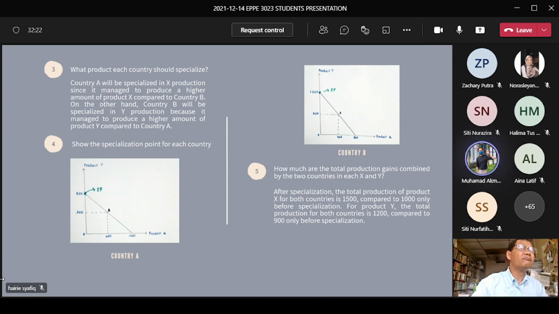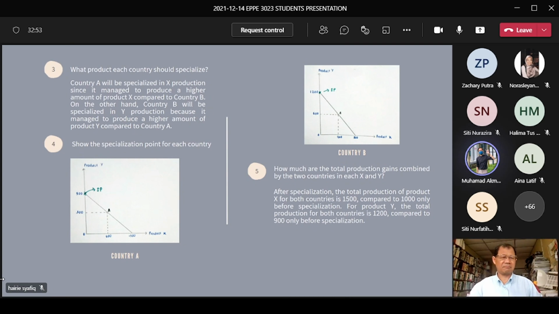For country A, actually there's a mistake on the graph. It's supposed to be on the amount 1,500, not on 500. That's a mistake. The SP point should be on 1,500, which is on the axis X. But for country B, you can see the SP point, I put a star on it, on axis Y, which is 1,200.